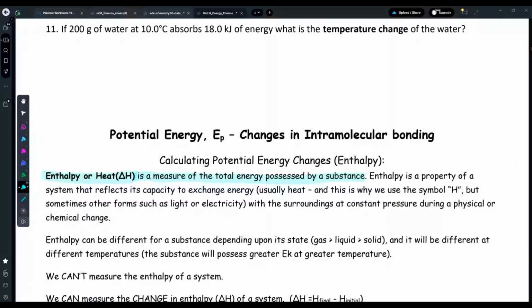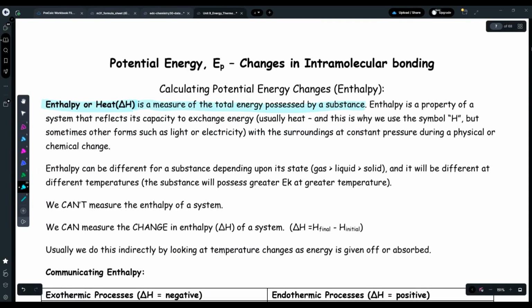Enthalpy is a property of a system that reflects its capacity to exchange energy, which is usually heat in this course, and it's why we use the symbol H, as in heat, but sometimes you can calculate other forms such as light or electricity, with the surroundings at constant pressure during a physical or chemical change.